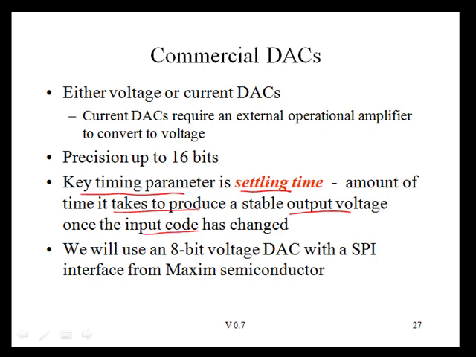and that's the amount of time it takes to produce a stable output voltage once the input code is changed. It turns out that for commercial DACs you can buy either voltage or current DACs. A current DAC produces an output current instead of an output voltage. We're going to use a voltage DAC, an 8-bit voltage DAC that has a SPI interface from Maxim Semiconductor.